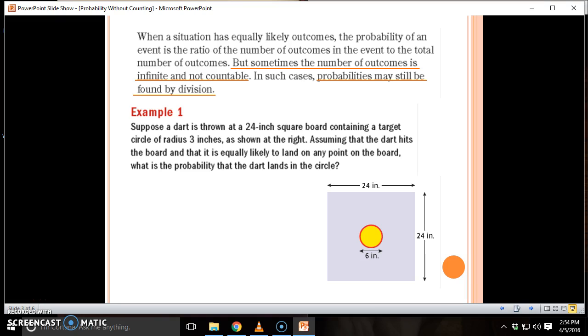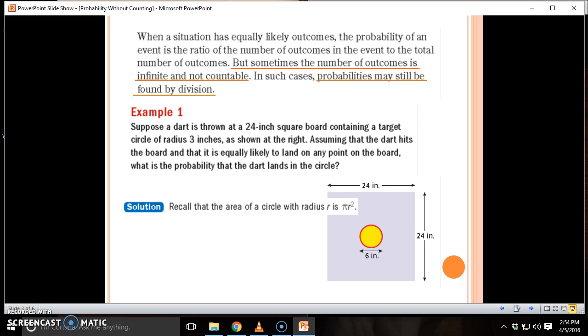Suppose a dart is thrown at a 24-inch square board containing a target. The radius of the circle is 3, as shown at the right. Assuming that the dart hits the board and that it is equally likely to land on any point on the board, what is the probability that the dart lands in the circle?